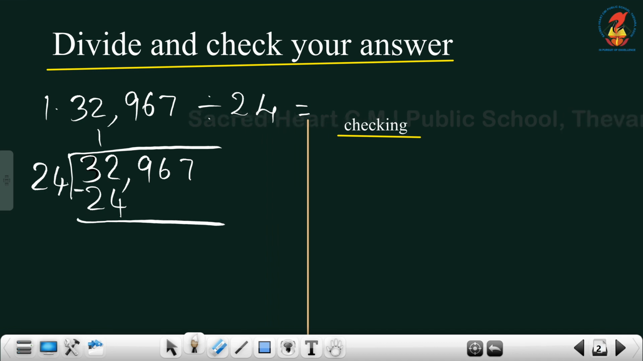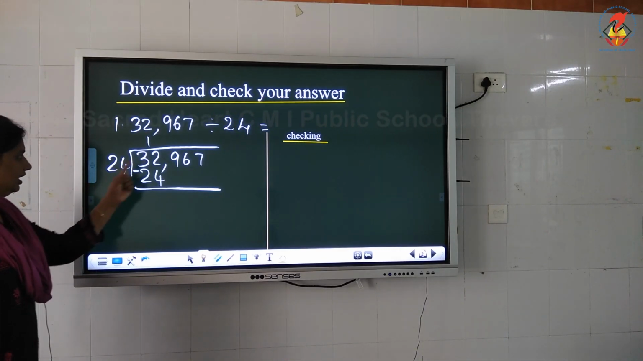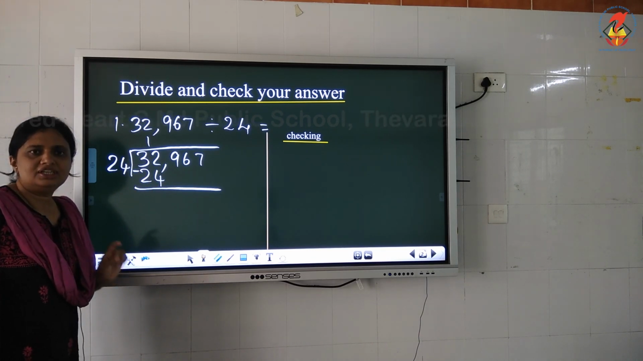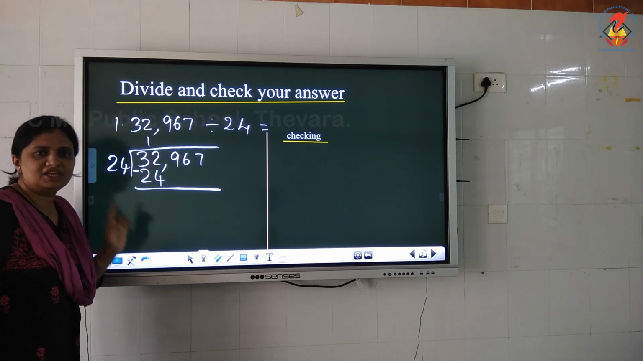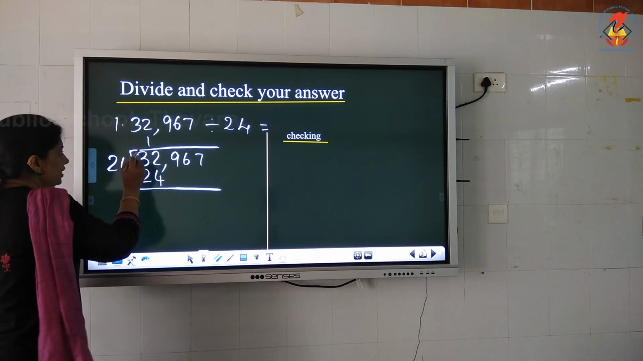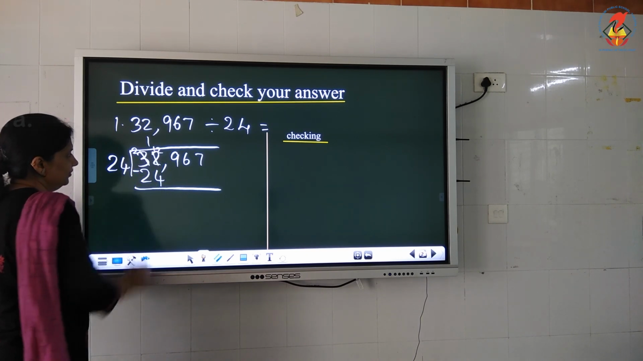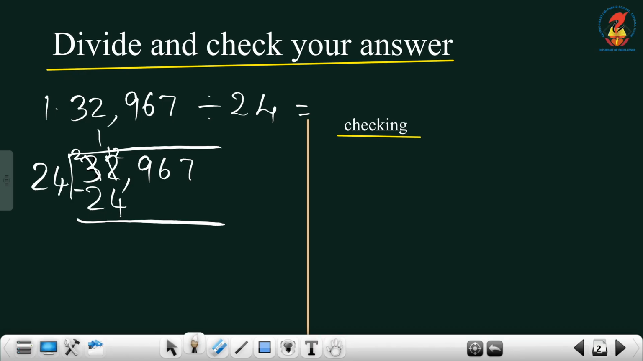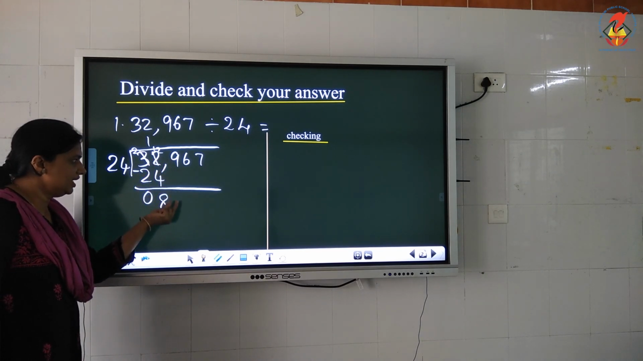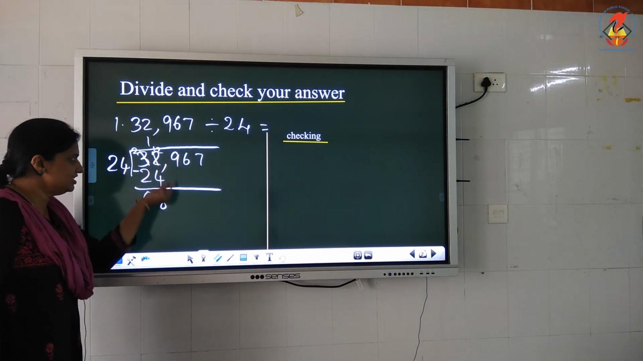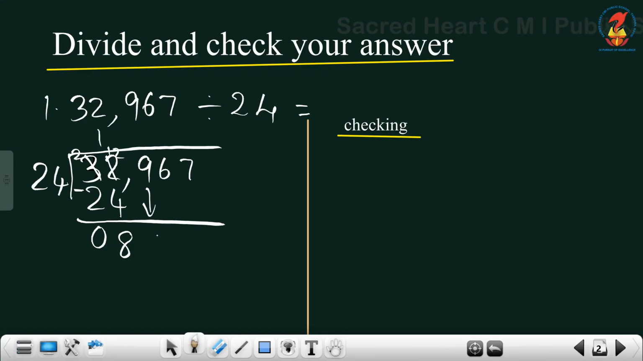After that we need to subtract. 2 minus 4 is not possible because a smaller number minus a bigger number is not possible. So I need to borrow 1 from here. It should become 2 and it will become 12. Then 12 minus 4 is 8. 2 minus 2 equals 0. For the division, at each and every step we need to take one digit down. The next digit is 9. I need to put one arrow, then write 9 here. Then it will become 89.